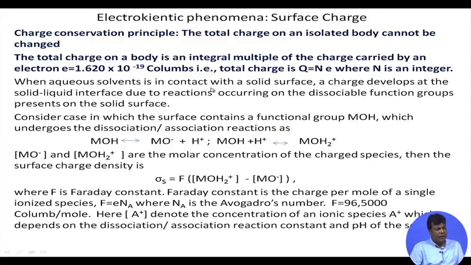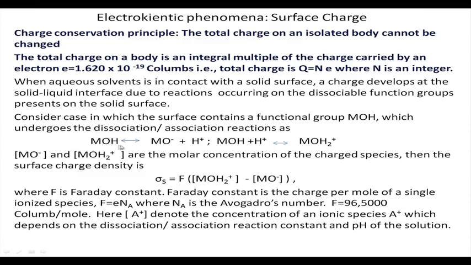Now, what happens is that when an aqueous solvent or ionized fluid is in contact with a solid surface, a static charge develops at the interface between the liquid and the solid. This occurs because of the association-dissociation reactions, as governed by these equations, and I have cited an example here. Say the solid-liquid interface has a functional group MOH. In the presence of H plus ions, it will create ions like MO minus and MOH2 plus.